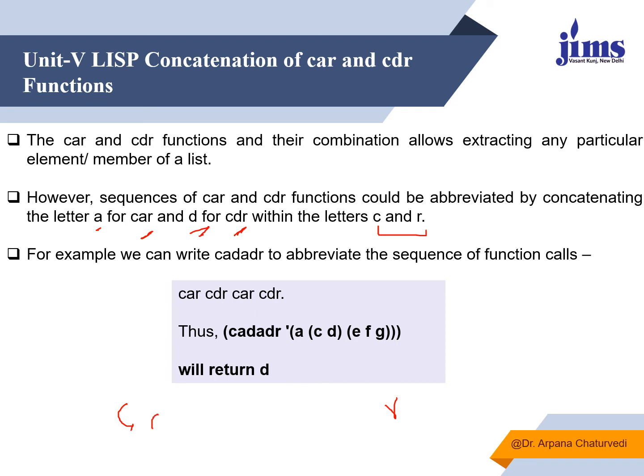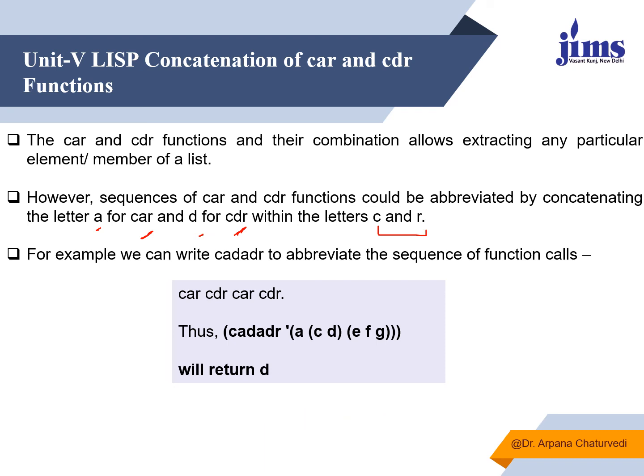So between C and R, if you want to extract the first element, you say A. Again, if you want to extract the first element, you say A. If you want to extract the rest of the elements except the first, you say D. Again first element A. Again rest of the elements D. Again rest of the elements D. So this is how you can combine or concatenate them together.